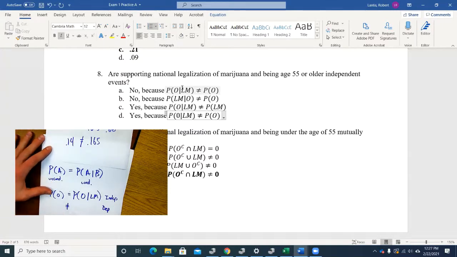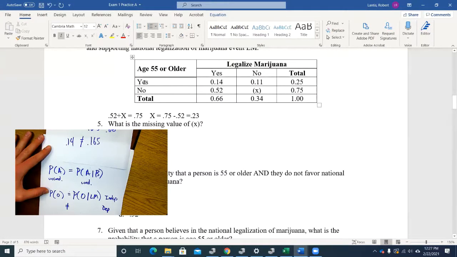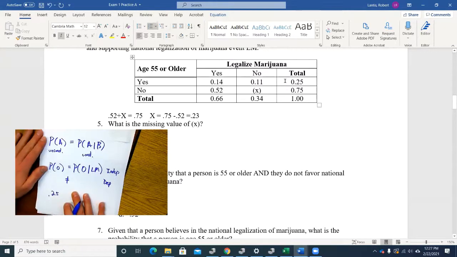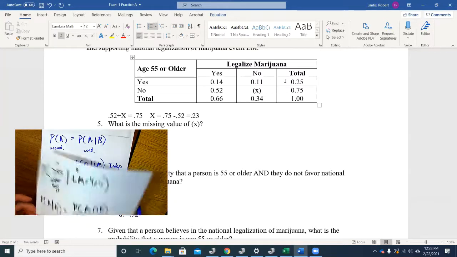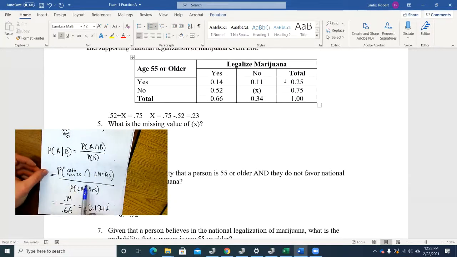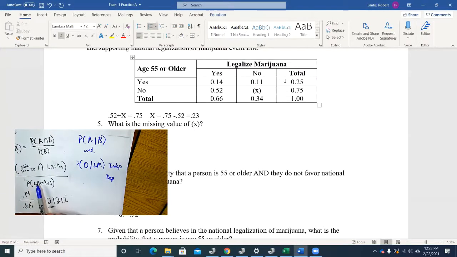Well, what's the probability of being older than 55? Go up here, older than 55, 0.25. So 0.25. What's the conditional probability? Well, we can't just get the conditional probability directly from the table, but earlier we'd actually solved for a conditional probability already. In fact, just to save us some work, I already solved for this conditional probability, the probability someone's older than 55 and wants marijuana legalized.